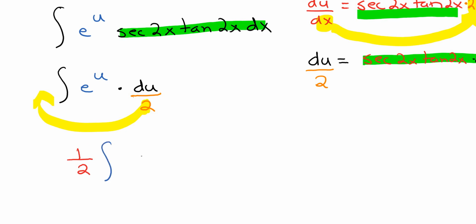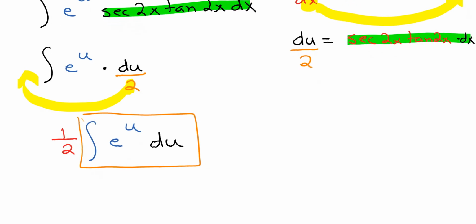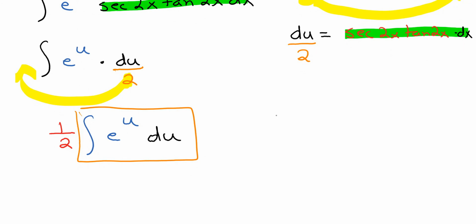The integral of sine of e to the u times du. And this expression right here, I can find the antiderivative pretty quickly because the antiderivative of e to the u is just e to the u plus c, and then I have the 1/2 in front.